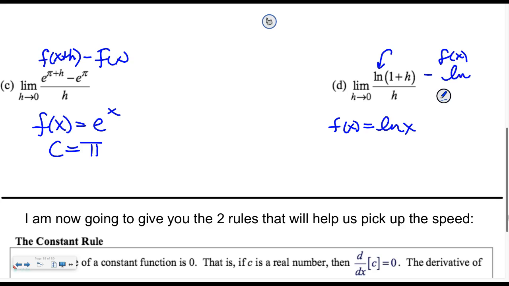So f of x is ln 1. And what'd you just say, hon? Natural log of 1 is 0. Good. You're getting better and better every day. I love it. All right, so there it is.